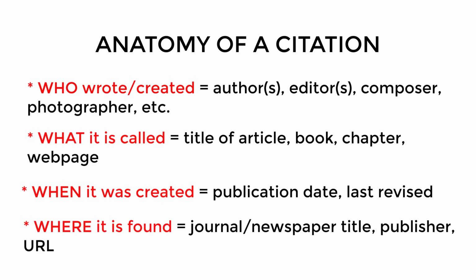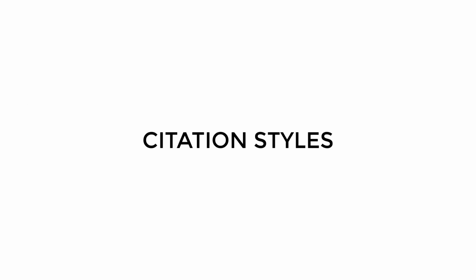And finally, where is the information source found? For an article, this could be a journal, newspaper, or magazine title, as well as a volume or issue number and page numbers. For a book, this would be the publisher name and location, and for a web page, the URL. There are many different citation styles.